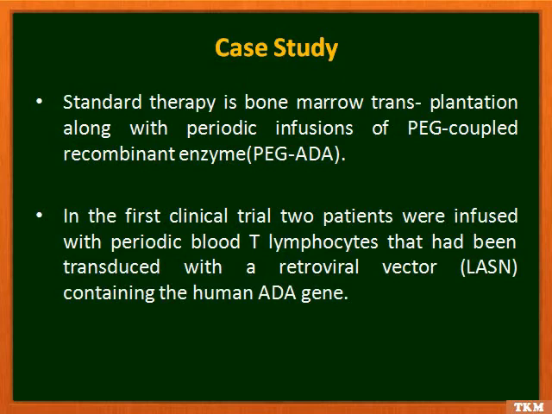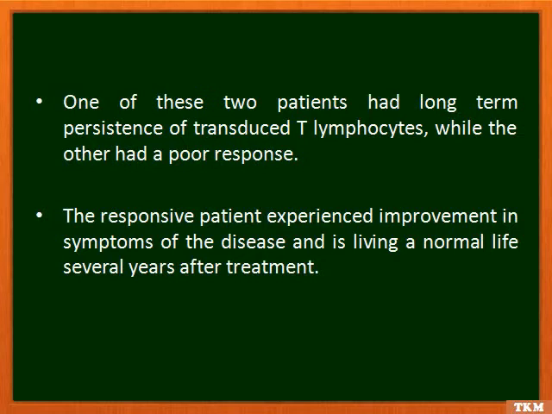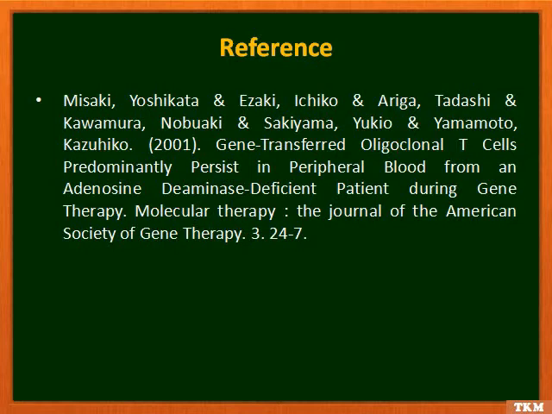In the first clinical trial, 2 patients were infused with periodic blood T lymphocytes that had been transduced with a retroviral vector, LASIN, containing the human ADA gene. One of these 2 patients had long-term persistence of transduced T lymphocytes, while the other had a poor response. The responsive patient experienced improvement in symptoms of the disease and is living a normal life several years after treatment. You can refer to this research article for more information.